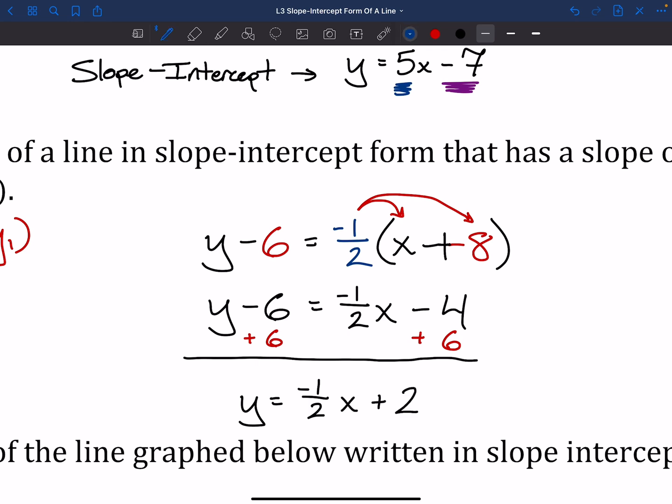Again, now we're in slope-intercept form. I have my slope, which is -1/2, and I have my intercept, which is +2 over there. So hopefully this doesn't really seem so bad. I know that it's not like, ooh, look, so much fun, but hopefully it doesn't seem so bad.